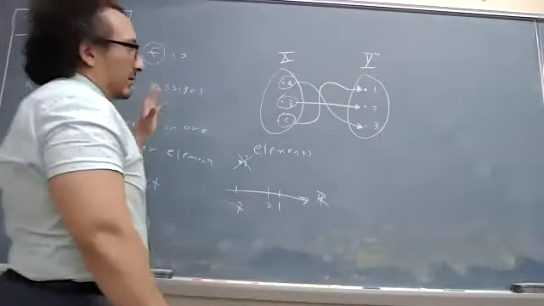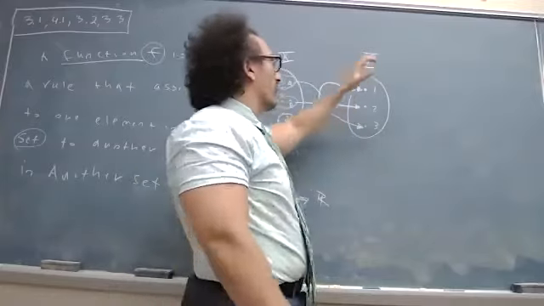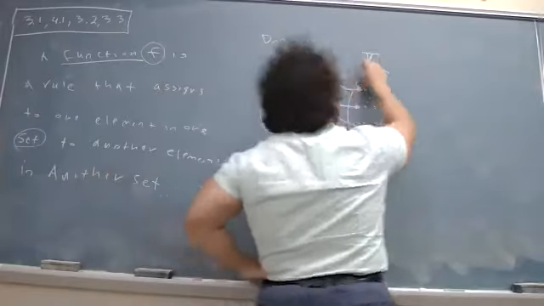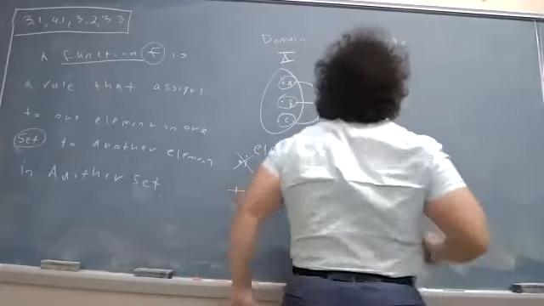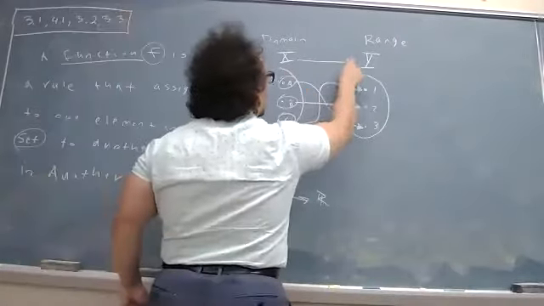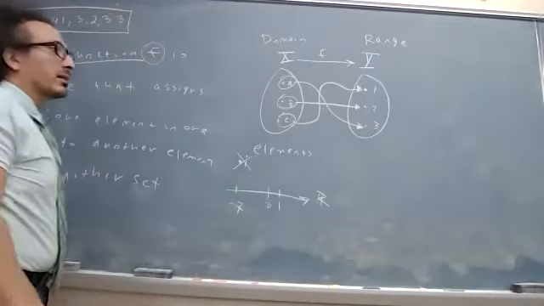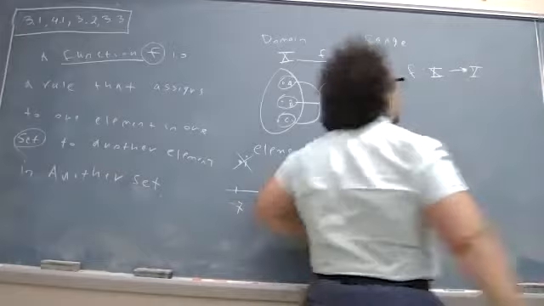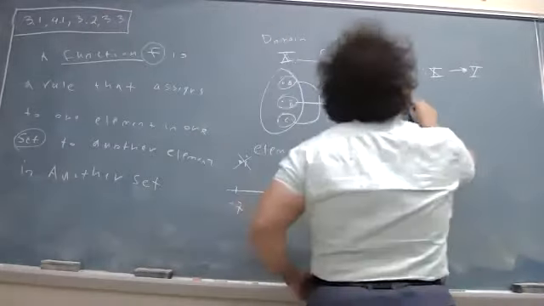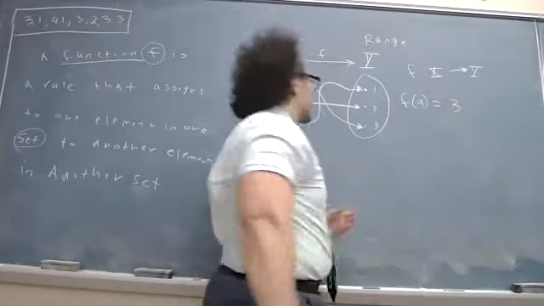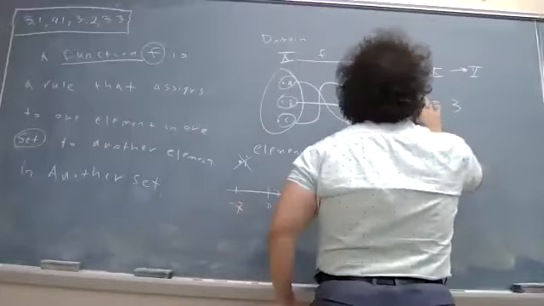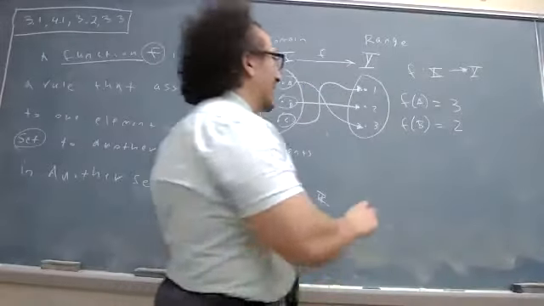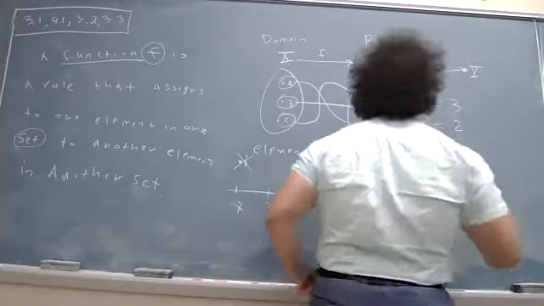The elements that got mapped or sent over from one set to the other set, this is what we call the domain. This set gets to be called the domain. This set gets to be called the range. Okay? So this is the function f. f maps the set x to y. So we can say that f is a map from x to y, where, for instance, f of A, we've assigned it to equal 3. Oh, it's a capital A, so let's stay consistent. f of b, we said that equals 2. And f of c equals 1.